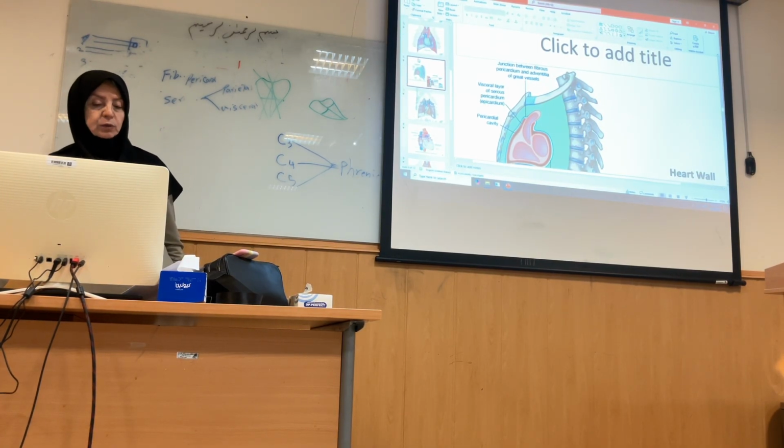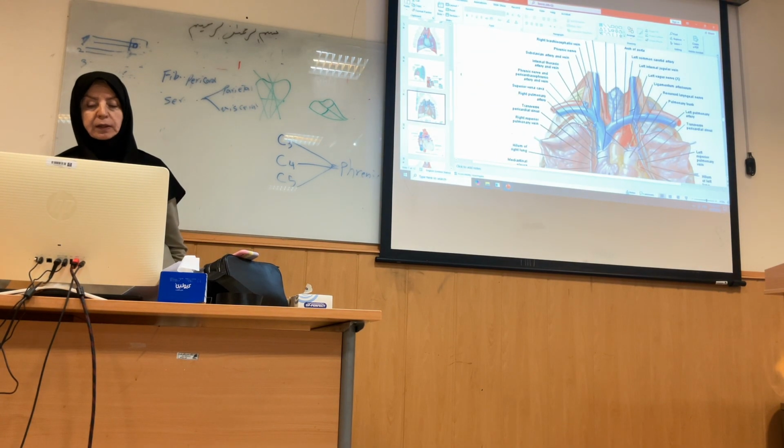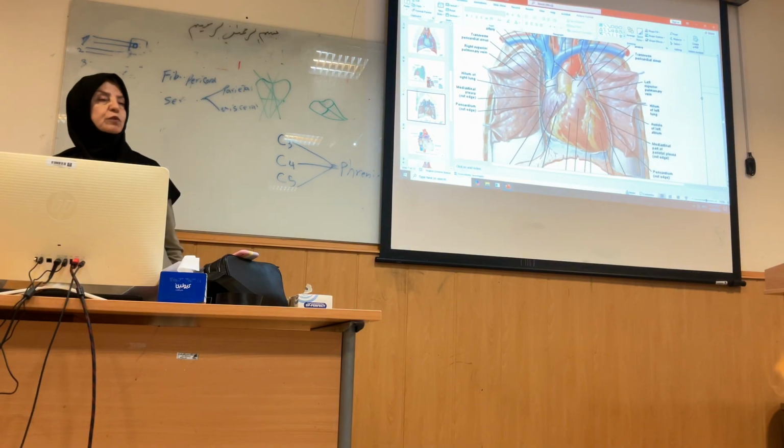Now, look at this picture. Here, we removed the pericardium, so I am able to show you the vena cava superior. Look at here. The inferior part of the vena cava inferior is inside of the pericardium. The superior part is outside. Look at the pulmonary artery. Look at the aorta. Some parts of this vessel are inside of the pericardium.